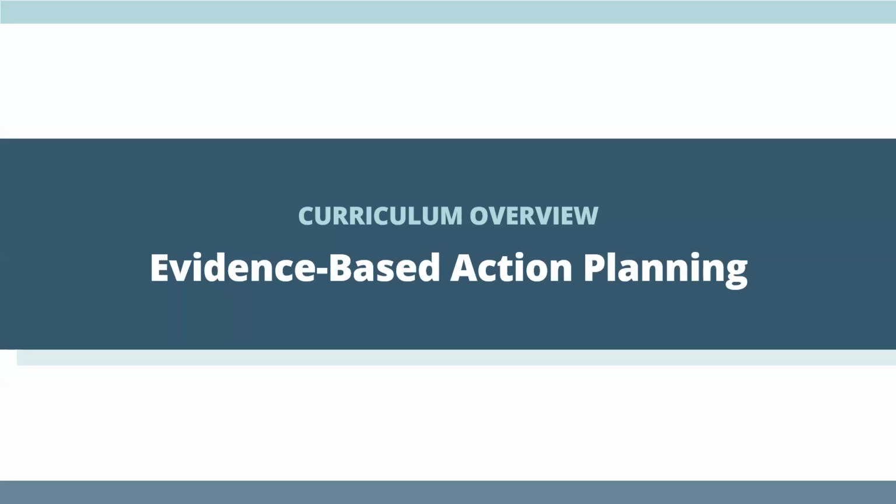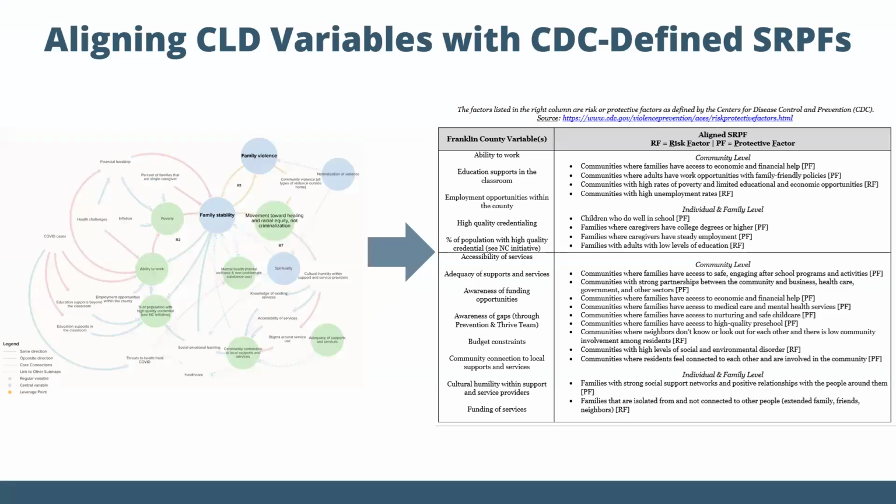So once they've identified those leverage points, they move on to evidence-based action planning. So to start off, we align the variables in their CLD with the CDC defined shared risk and protective factors. So this column here on the left are the variables that they identified in their CLD. And then we look through the CDC's resources on shared risk and protective factors and identify what fits, like where their CLD variables align with the CDC identified shared risk and protective factors. And of course, it's not a perfect match, but just to get a general idea of where it fits.